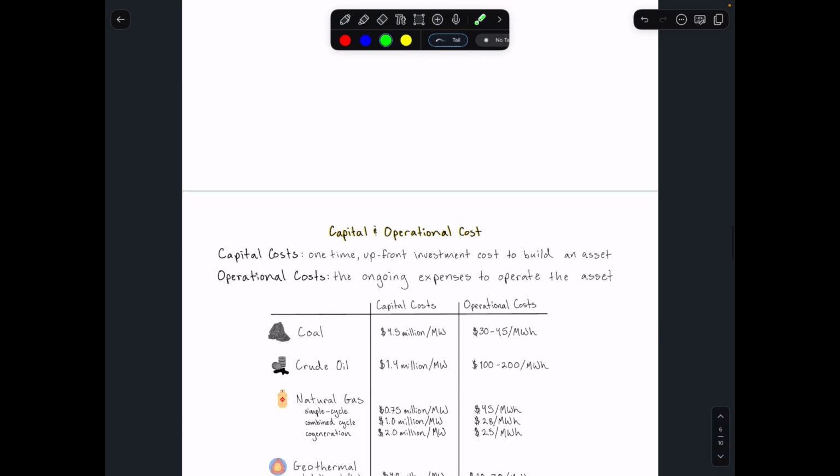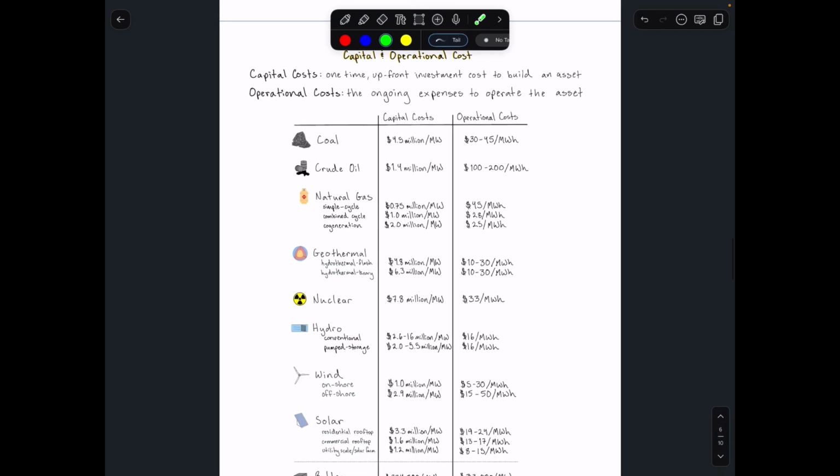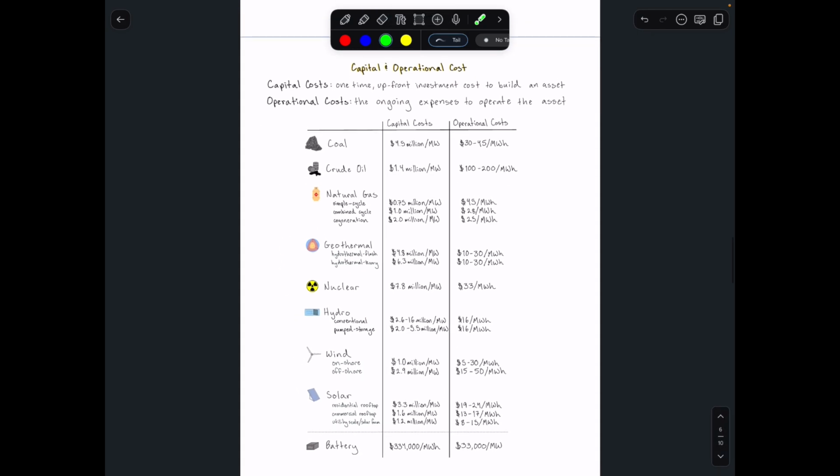Okay, now let's go on to the capital and operational costs. So I think this is the most interesting section, in my opinion. So remember, the capital cost is the one-time upfront investment to build out the power plant itself, while the operational costs are the ongoing expenses that it costs to run the power plant. So if you remember back to our previous lectures, remember dollars per megawatt.